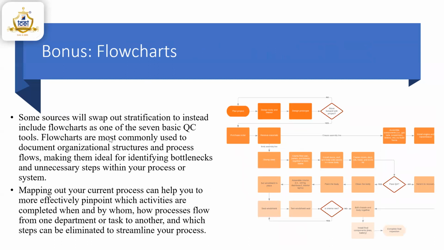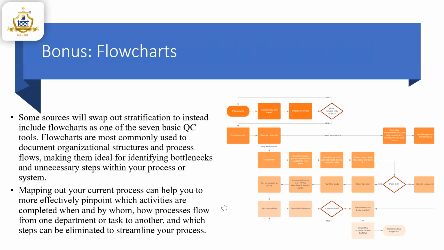Bonus: flowcharts. Some sources will swap out stratification to instead include flowcharts as one of the 7 basic QC tools. Flowcharts are most commonly used to document organizational structures and process flows, making them ideal for identifying bottlenecks and unnecessary steps within your process or system. Mapping out your current process can help you to more effectively pinpoint which activities are completed when and by whom, how processes flow from one department or task to another, and which steps can be eliminated to streamline your process. So you can see a sample of a flow chart over here.